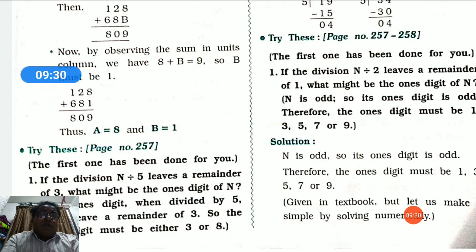n is odd, so its ones digit is odd. Therefore, the ones digit must be 1, 3, 5, 7 or 9. It is also given in the textbook.